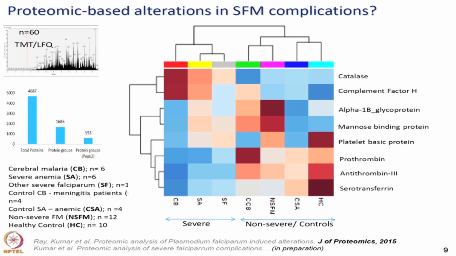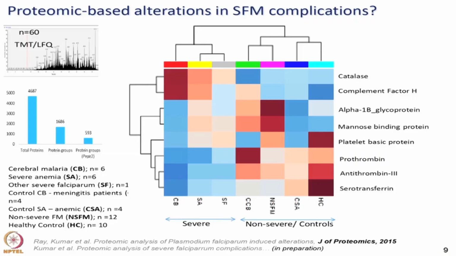We got some meningitis patients as controls for cerebral malaria. So, you need to have the right type of controls to compare the various types of disease complications. Now, after doing a lot of proteomics workflow, this heat map is shown here, which shows that one could actually segregate severe and non-severe falciparum based on some of the proteins shown on the right-hand side.